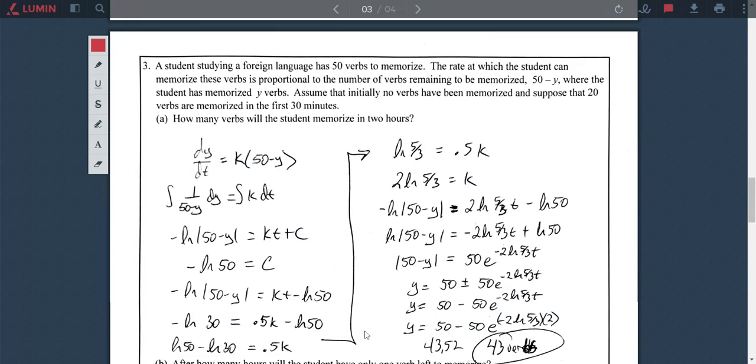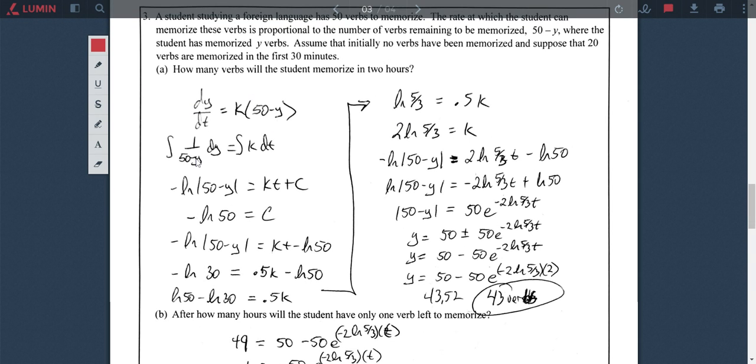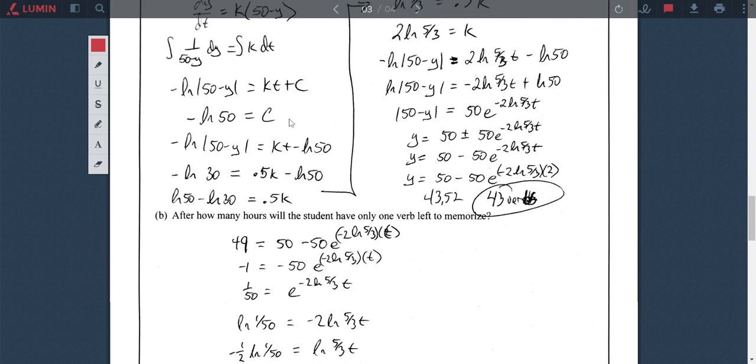Number 3. So the rate is proportional to the number of verbs remaining to be memorized. So that is dy over dt equals k times 50 minus y. Divide by 50 minus y. Again, my variable is negative, so that means when I integrate, I'm going to get a negative natural log of absolute value of 50 minus y, kt plus c on the right side.